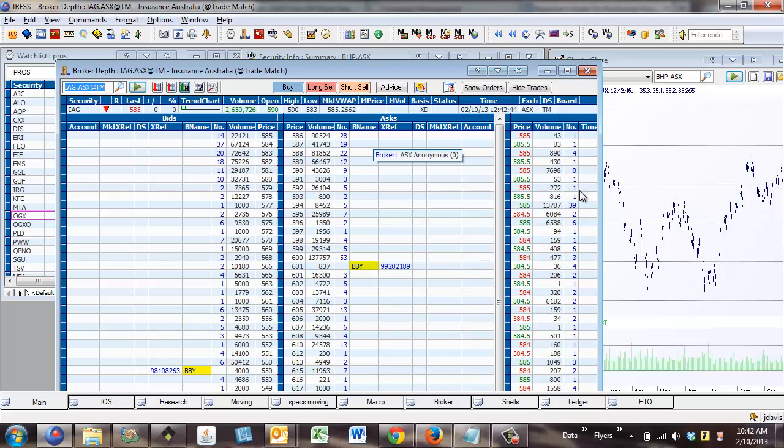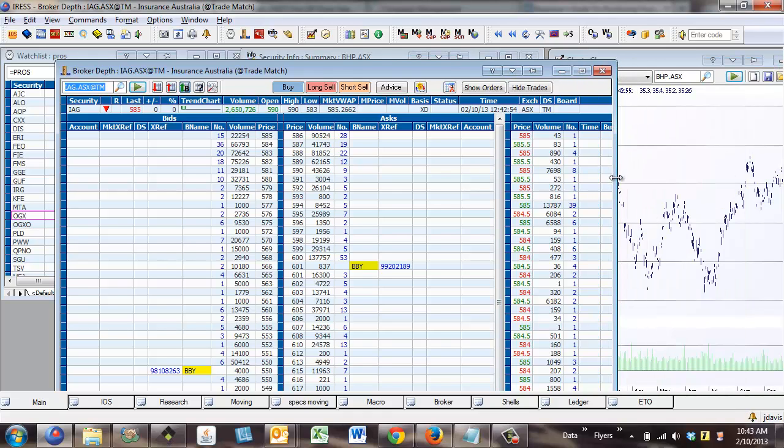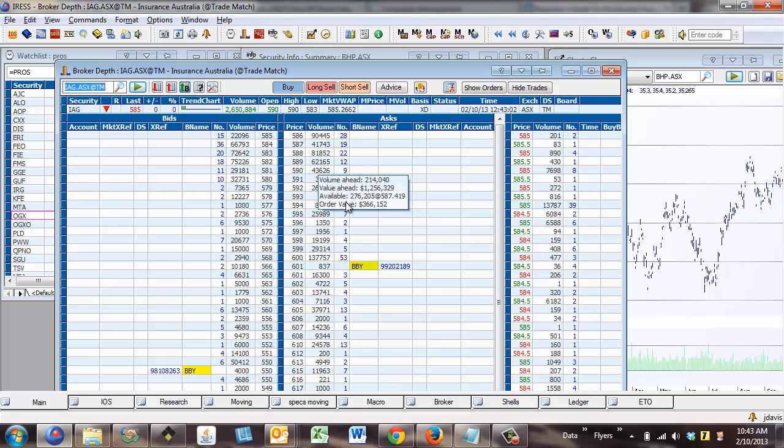So I'll just explain what you're looking at here, perhaps just out of interest, so you get a bit of insight into what determines the price of a share. We've got two parts to this screen. We've got the buyers on the left-hand side and the sellers on the right-hand side, or the bids. The buyers bid and the sellers ask. And the buyers are in reducing price order.